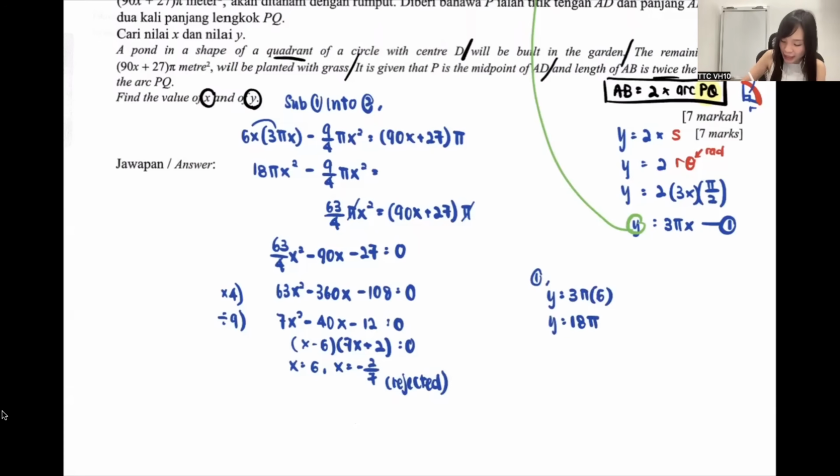And the X and Y is length. So guys, I write cm. Isn't it the answer is 6 cm and 18 pi cm. Wow. This question 7 marks. Isn't it very easy? Provided your basic you got, and then you can form the equation out correctly.